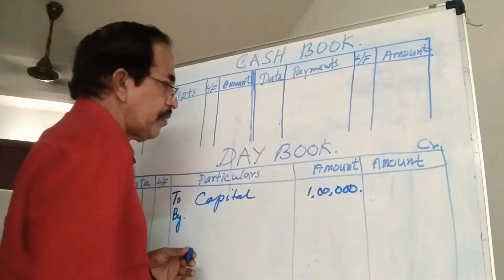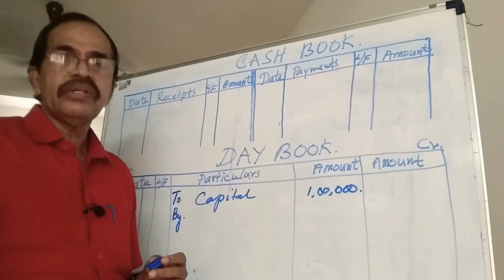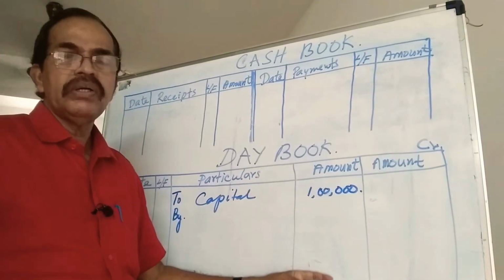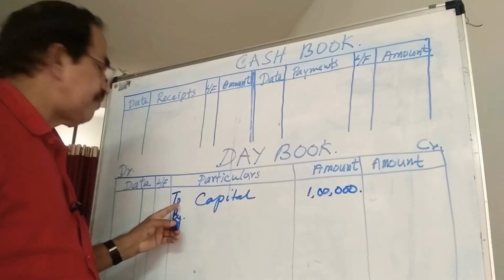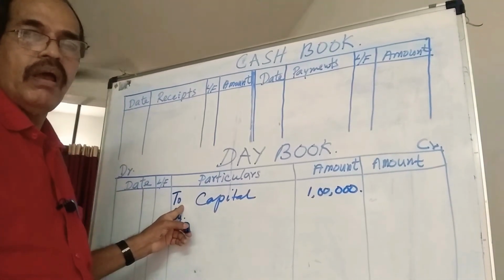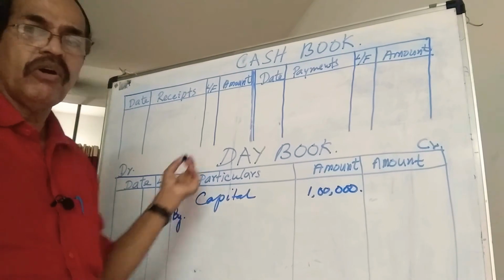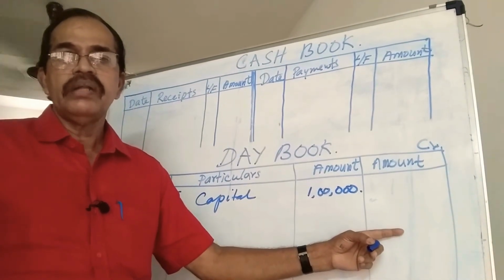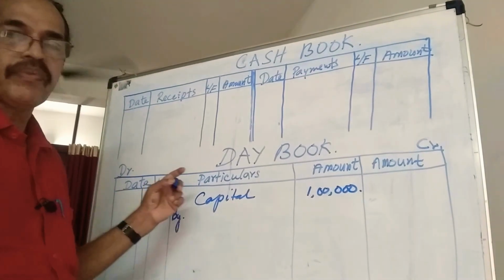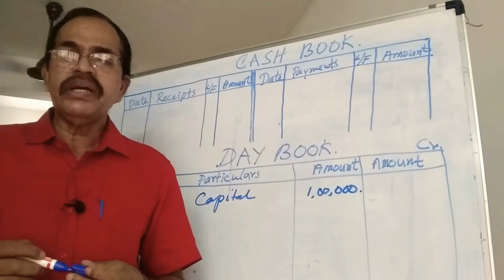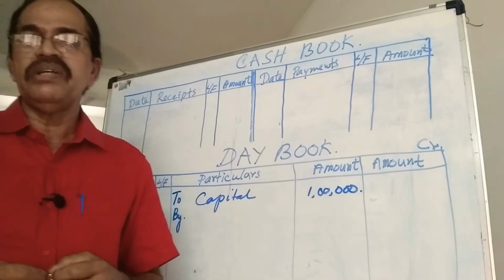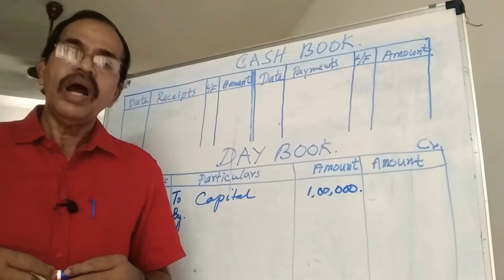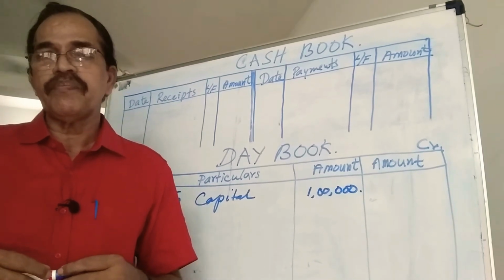As I told you, when money comes into the business, the amount is written in the first amount column using the prefix to. Similarly, when money goes out of the business, we use the second amount column and there we use the prefix by. For example, the businessman purchased goods worth rupees 10,000. So how is it recorded in the day book?